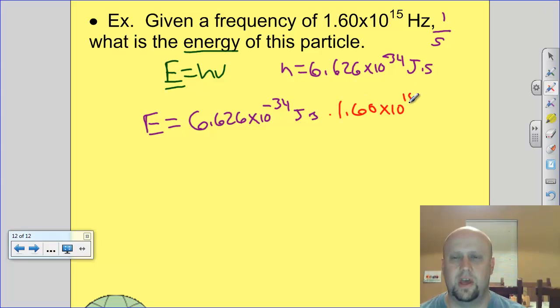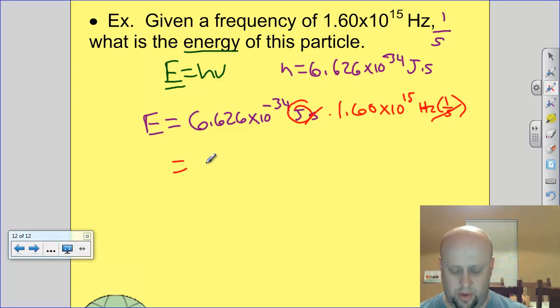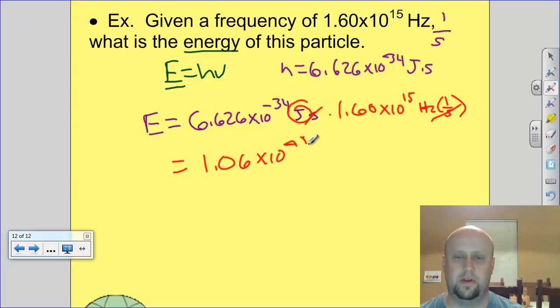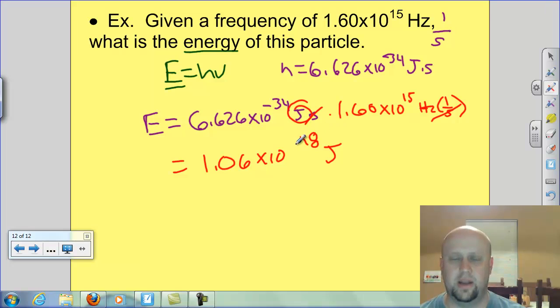to the 15th. And you don't even have to do algebra for this problem. Remember that hertz is 1 over second, so the seconds are going to cancel, and we're just going to be left with joules. So you just punch it into the calculator. There's no real algebra that needs doing. You just got to do the math. So 1.06 times 10 to the negative 18th joules.